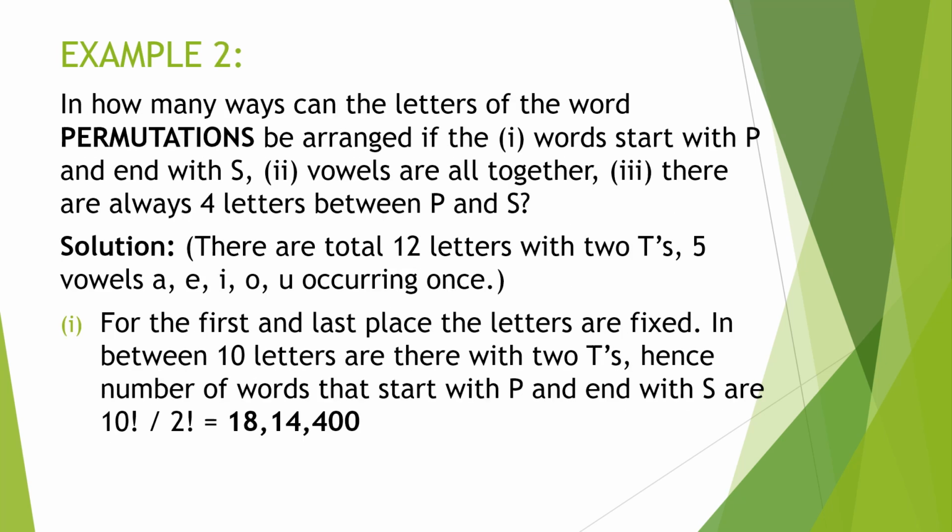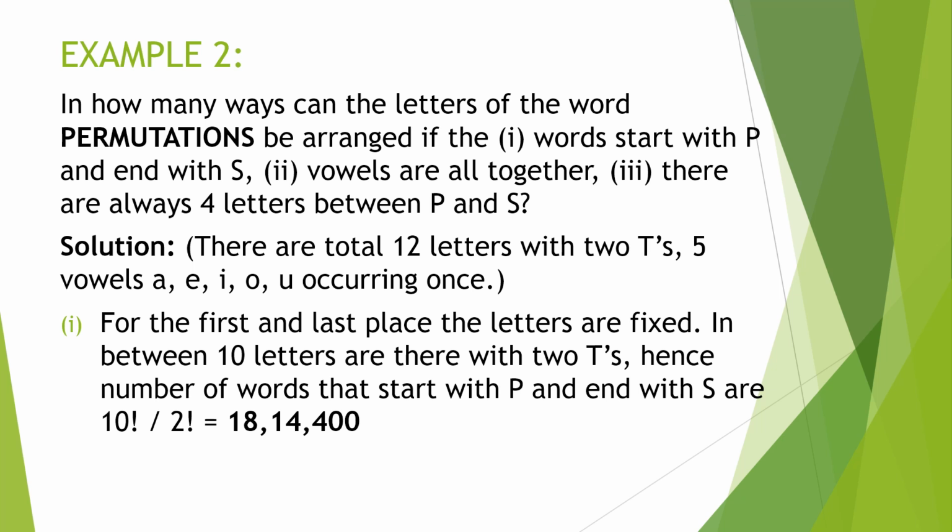Example 2. In how many ways can the letters of the word PERMUTATIONS be arranged if, first case, the words start with P and end with S? So now for the first case, there are 12 alphabets in PERMUTATIONS, in which there are 2 T's and all the 5 vowels A, E, I, O, U occurring once. You have to find the number of words possible which are starting with P and ending with S.